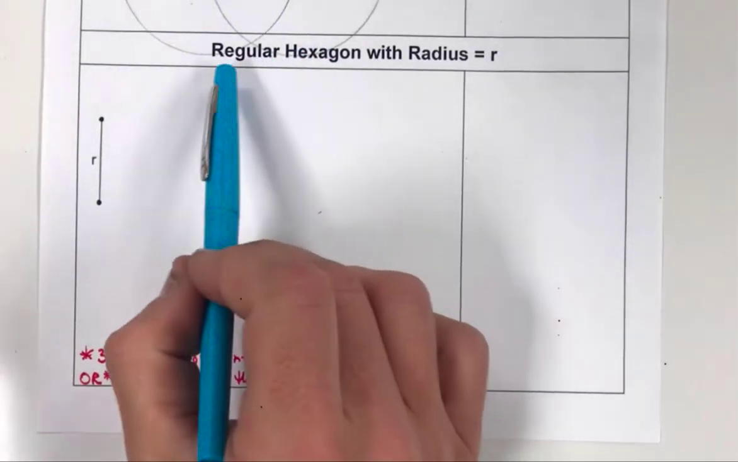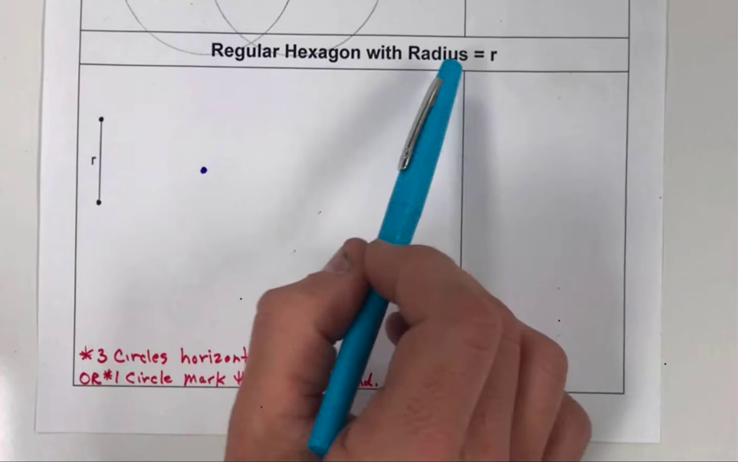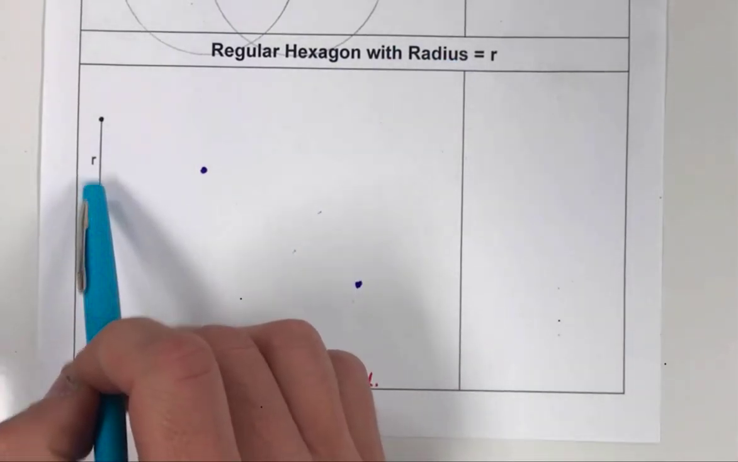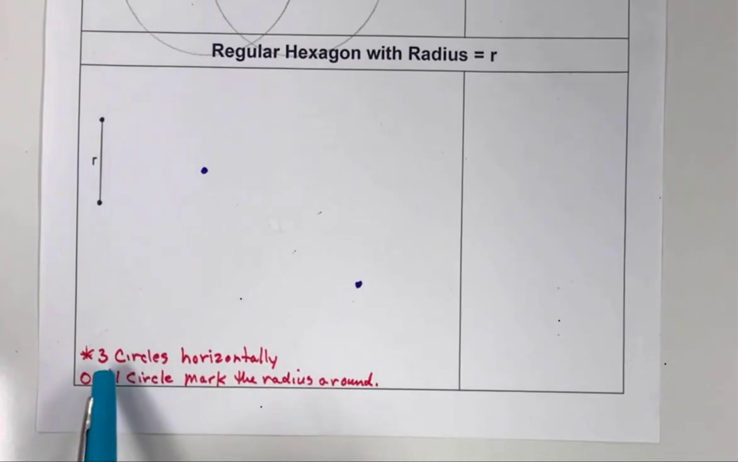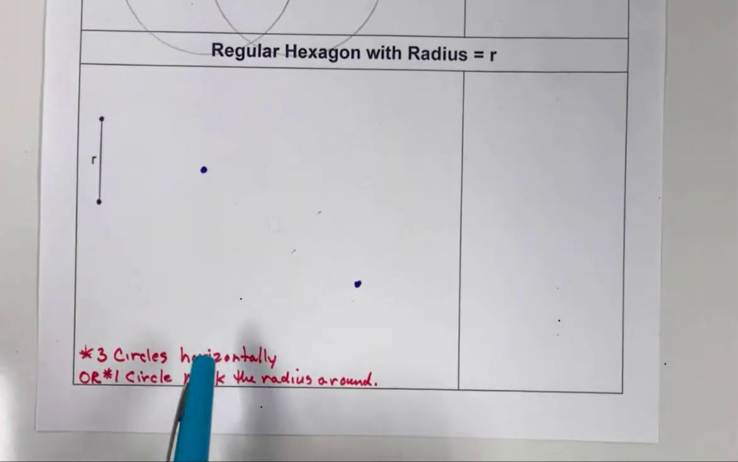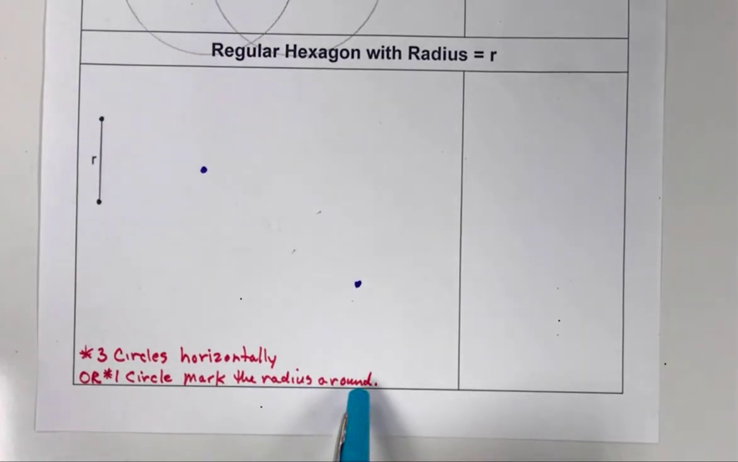All right, this video is going to walk you through how to create and construct a regular hexagon given radius r, where your radius will be this distance that you see right here. There are two ways I want you to think about this. One way is making 3 circles horizontally, or the other option will be drawing 1 circle and marking the radius around the circumference of the circle. I'll show you both ways. Both of them I like. They're kind of fun to make too, so hopefully you'll enjoy this as well.